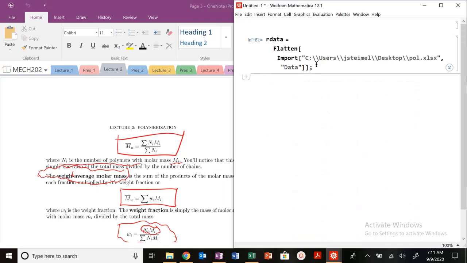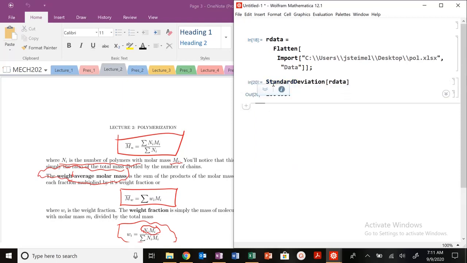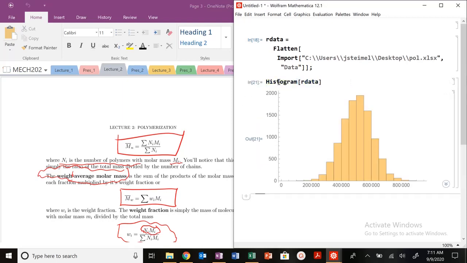If I want to look at the distribution, let's look at the mean of our data just to be interesting. Standard deviation, so 500,000. Okay. Kind of see what we're working with. We can also just look at a histogram of our data. Nice. Looks pretty normally distributed. Again, depending on your application, this width might bother you, but let's calculate the number average molecular weight and the weight average molecular weight.